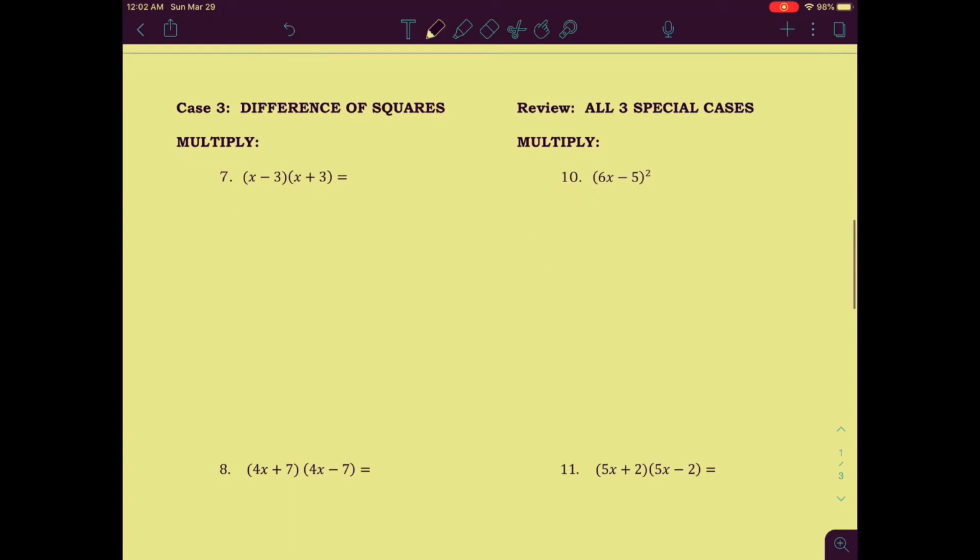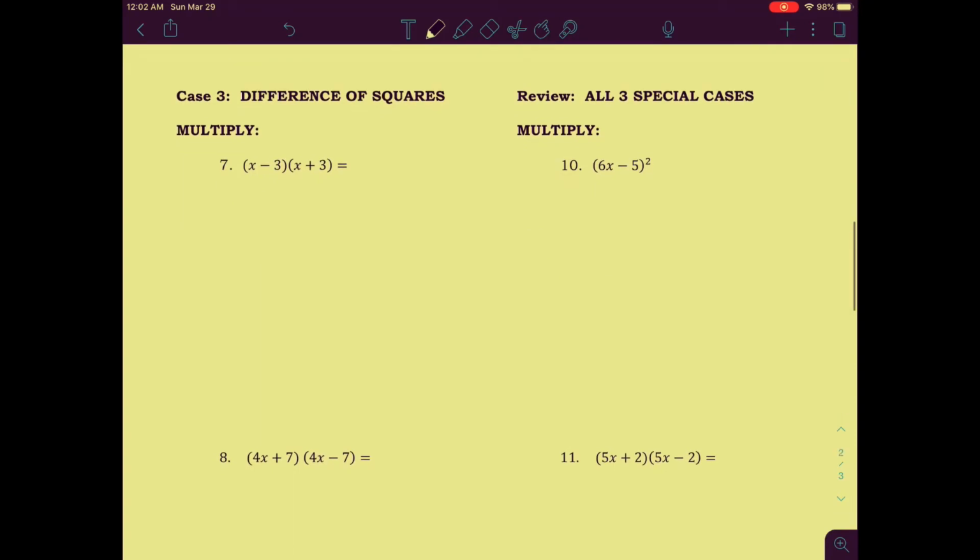So we're gonna go to our final case here, which is case 3, where we have a difference of squares. And we're gonna go right into this example, number 7, and then we'll talk about where this name comes from.